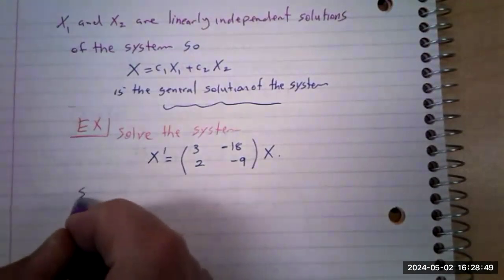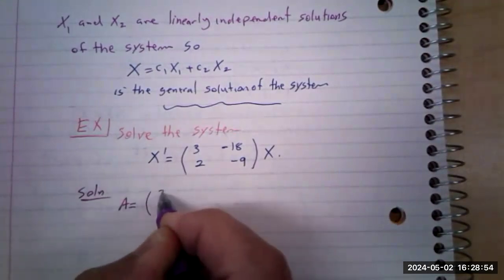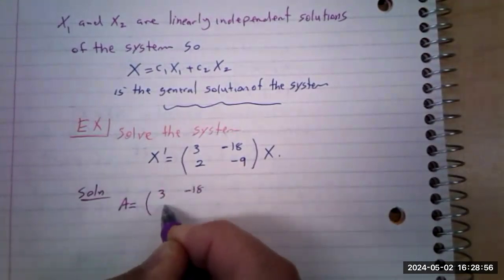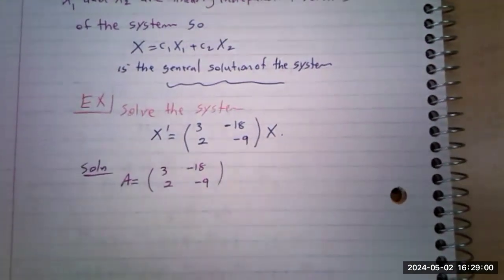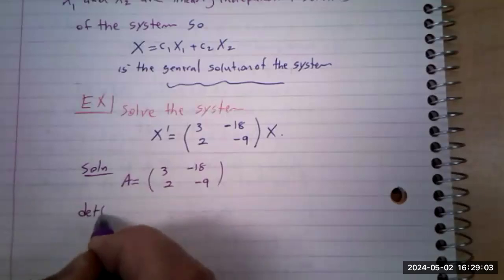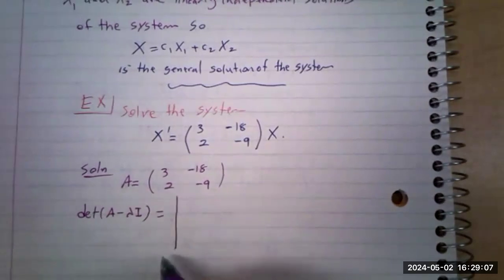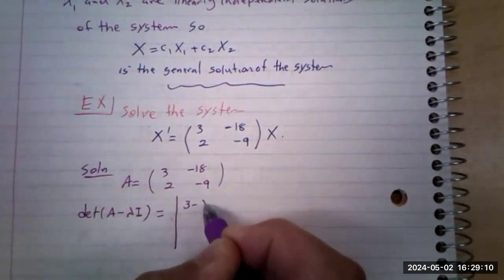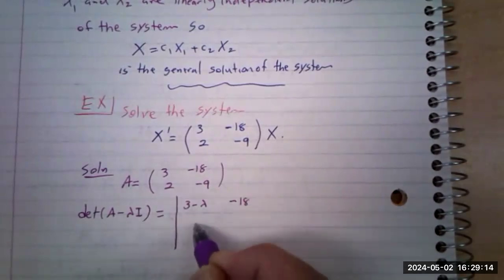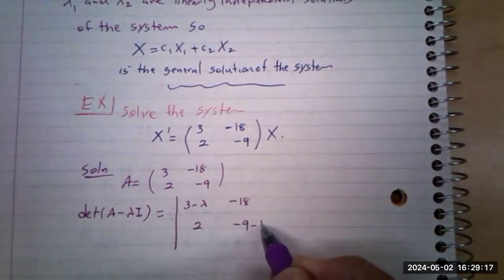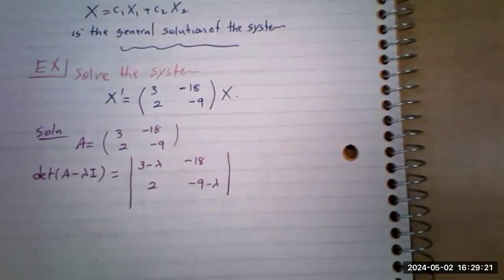Okay, solution. So you pick the A to be just 3, -18, 2, -9. Go and find the eigenvalues. Remember, you have to find the determinant of A minus lambda I, which is going to be 3 minus lambda, -18, and 2, and -9 minus lambda. That's the determinant. That's why I go with A minus lambda I.